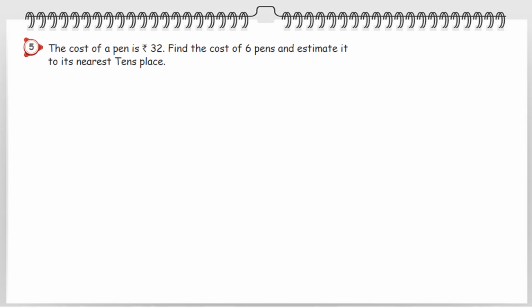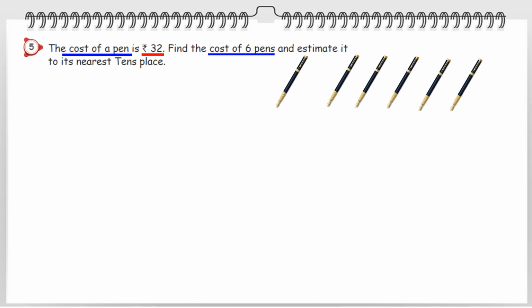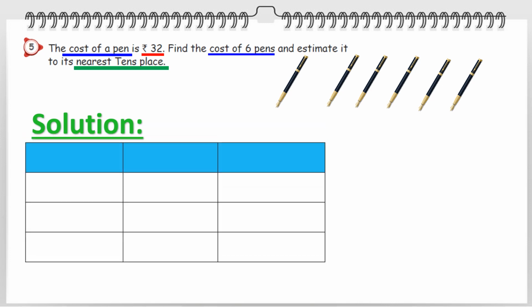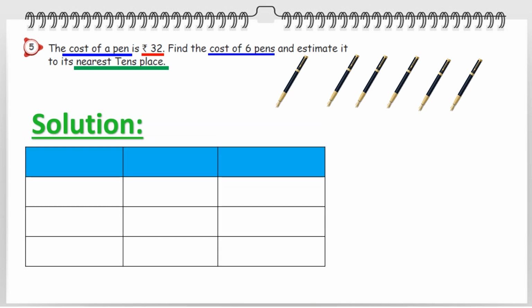Fifth sum. The cost of a pen is rupees 32. Okay. So cost of this pen is rupees 32 ma. Find the cost of 6 pens. Clear? So find the cost of 6 pens and estimate to its nearest 10th place. So as usual nearest 10th place only. It's very easy. Just have a glance ma. Let us go directly. So small tabular column only. Just we need to do one or two steps only.